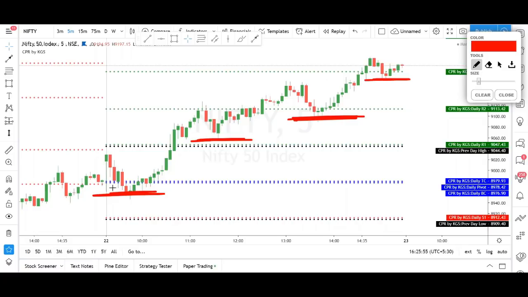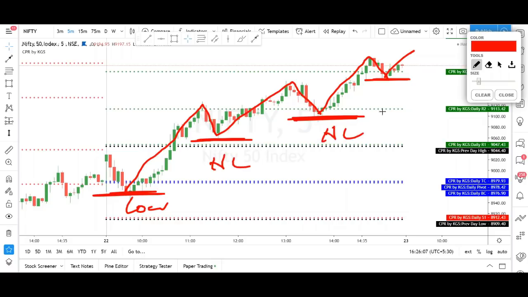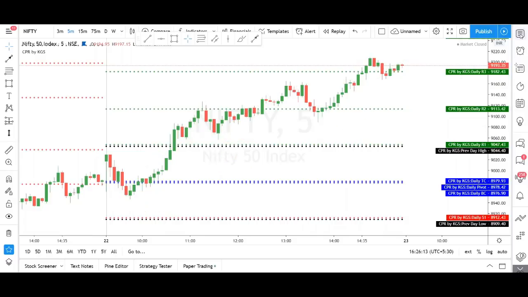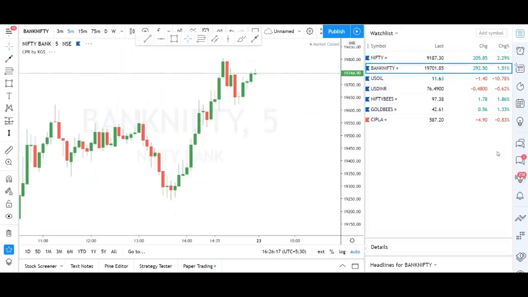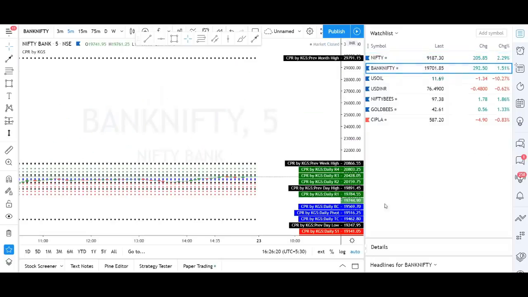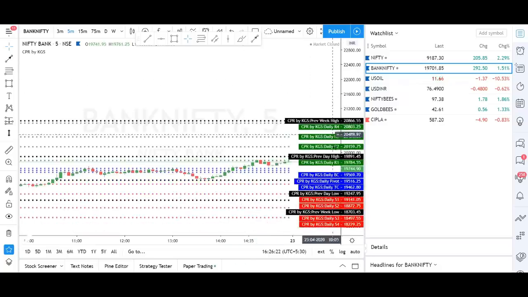Look at the Dow theory which I taught to everyone. This is Dow theory. This is a low. This is a higher low. This is a higher low. Once again, this is a higher low. So the point is, CPR works in Nifty, CPR works in Banknifty, and CPR works in stocks also.